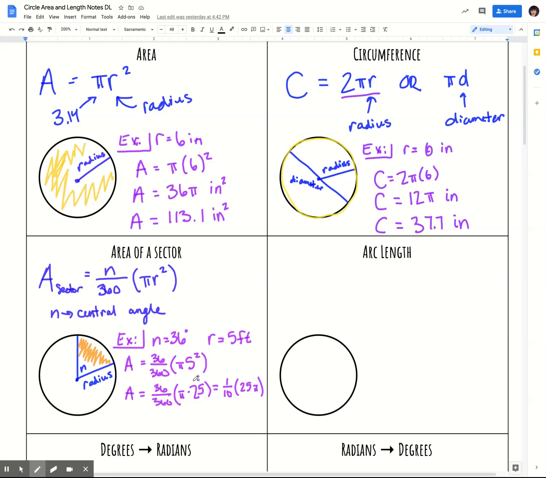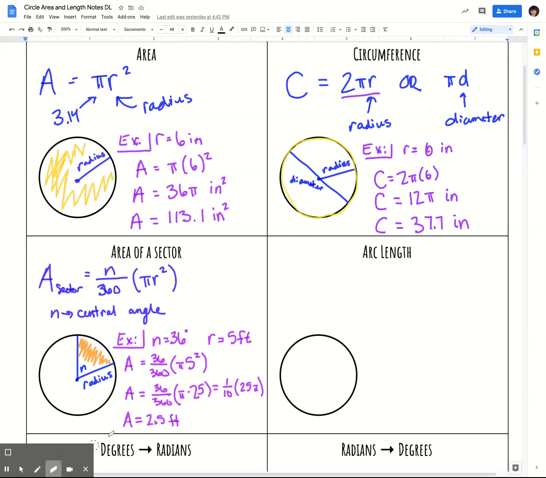Since all we're doing is multiplying everything together, you can switch the order of the numbers and the pi. It's not going to matter. You're going to get the same answer either way. Typically, we like to write all of our numbers first and then stick the pi on the end. That's just the proper way to write things in math when you're dealing with pi. So 25 divided by 10 is 2.5.